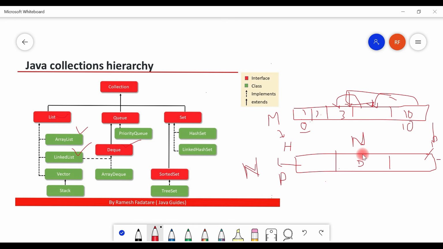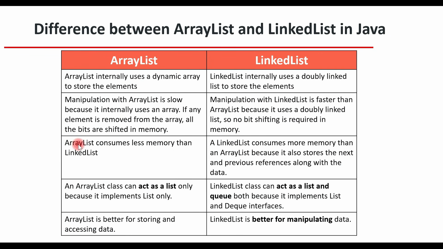Okay, and LinkedList internally uses a doubly linked list, so there is no shifting required in a LinkedList. Alright, understood? Next difference is ArrayList consumes less memory than LinkedList, whereas LinkedList consumes more memory than ArrayList because it stores the next and previous references along with the data.